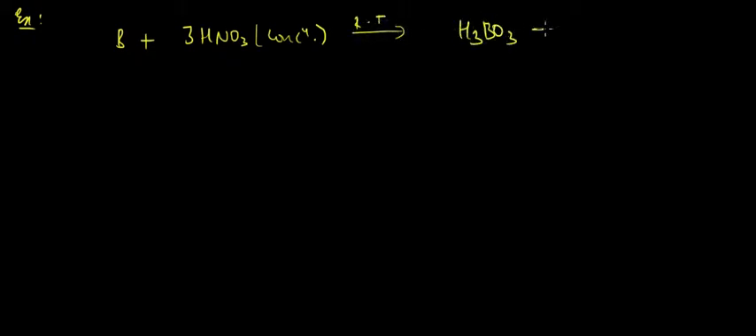Okay, hi guys. So in this lecture, we'll be seeing some of the examples of non-metals and metalloids that are reacting with HNO3. So let's get started. So we have boron reacting with HNO3, concentrated form at room temperature, forming H3BO3 plus evolving 3NO2.